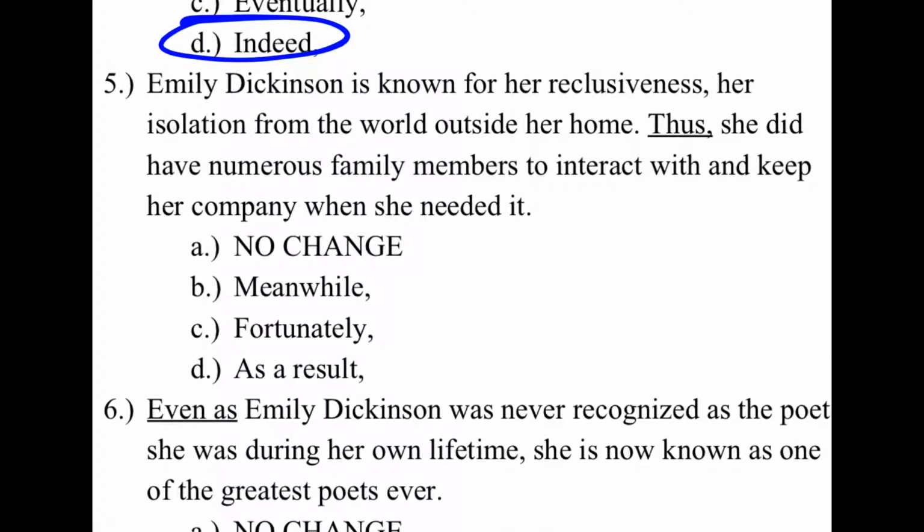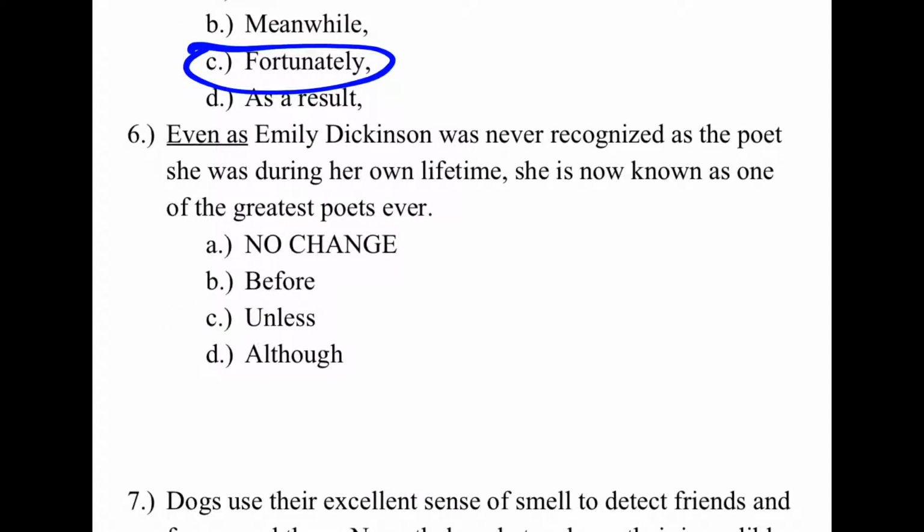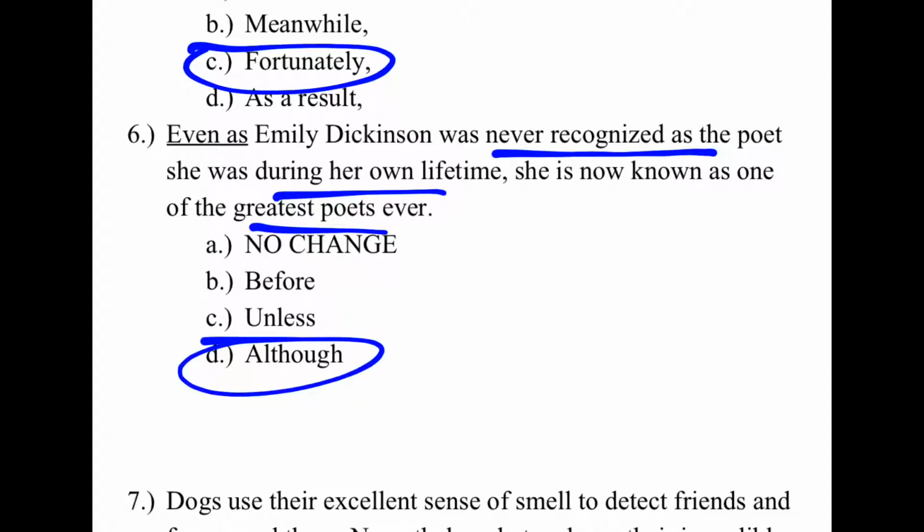In 5, we're talking about Emily Dickinson and her reclusiveness, and then some of the things that happened as a result of her reclusiveness, but they're not all bad. Fortunately, is the best choice. So 6, we want to show the contrast between not being recognized during her life versus being really famous after she passed. And the best one to do that is D, although, the only one that's a contradictor.